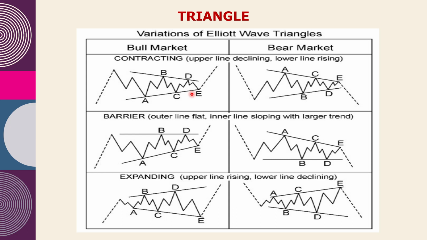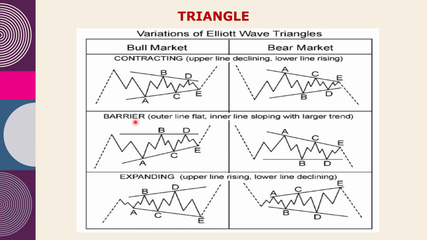In contracting and barrier triangles, this is contracting and this is a barrier triangle, the AC line and BD line normally converge. Wave C never moves beyond the end of wave A, and wave D never moves beyond the end of wave B, and wave E never moves beyond the end of wave C. Wave B may or may not move beyond the start of wave A. Sometimes it moves beyond the start of wave A, then we call it a running triangle.